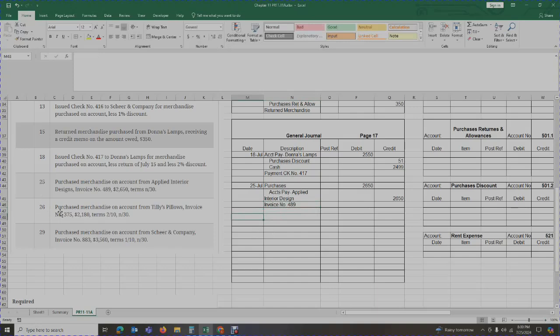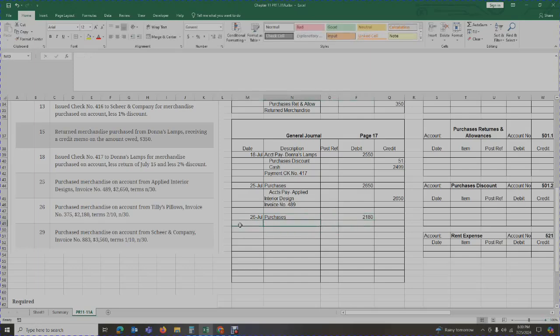On July the 26th, you purchased merchandise on account from Tilly's Pillows again. Invoice number 375 for $2,180. Terms 2/10, net 30. Okay, so we have another purchase on account from Tilly's Pillows. So we're going to debit my purchases. Anytime you buy any goods from anybody, it's going to be a debit to purchases for the $2,180.